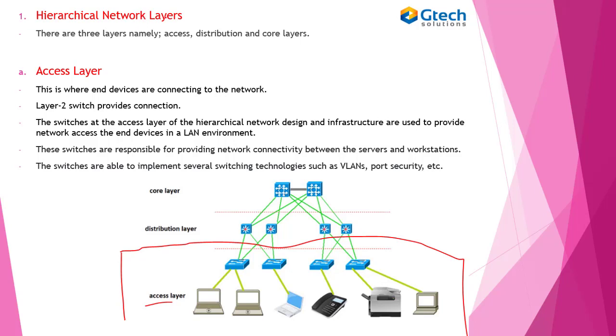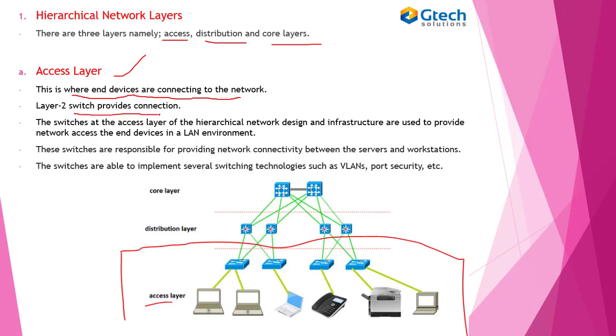Hierarchical network layers. There are 3 layers: access, distribution, and core layers. And here we'll start with the access layer. This is where end devices connect to the network. It is in this layer that every user device, every end device, will connect to the network. Okay, so if you have a computer, you will connect to a switch or Ethernet port on the walls. You can use those, and that layer is called the access layer.